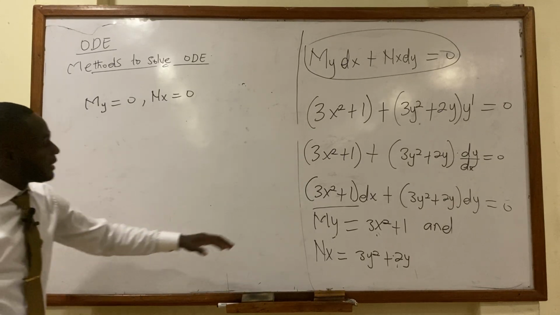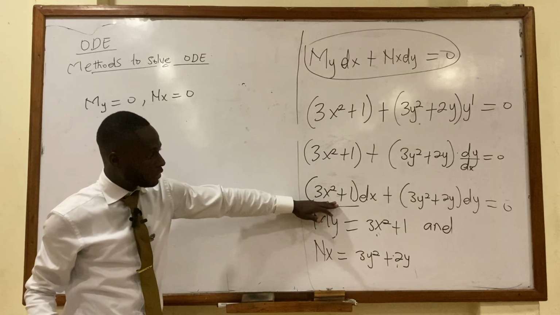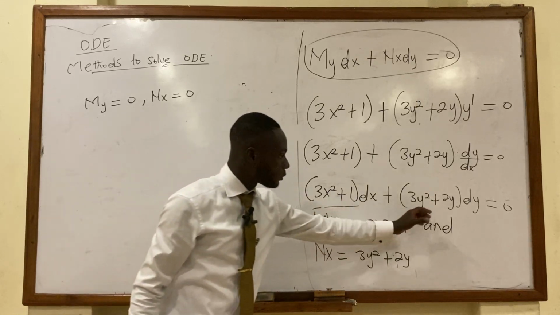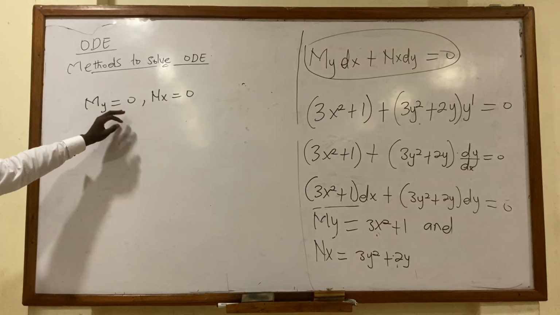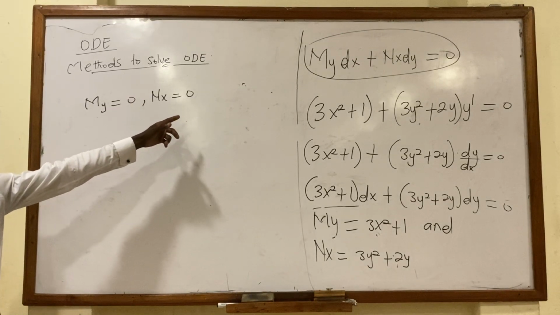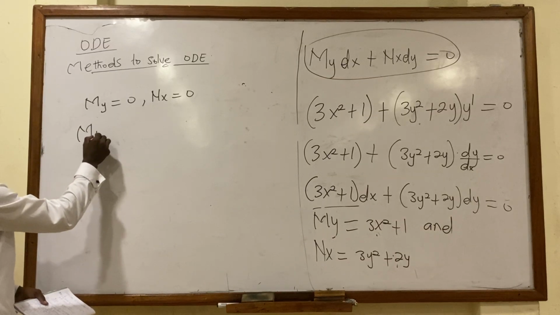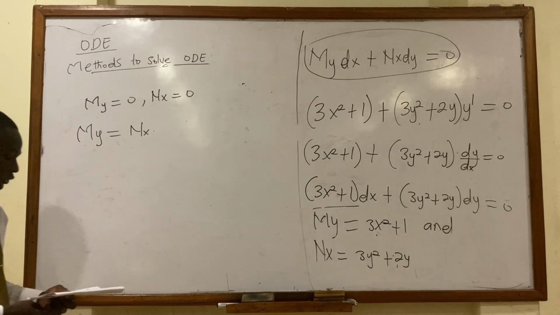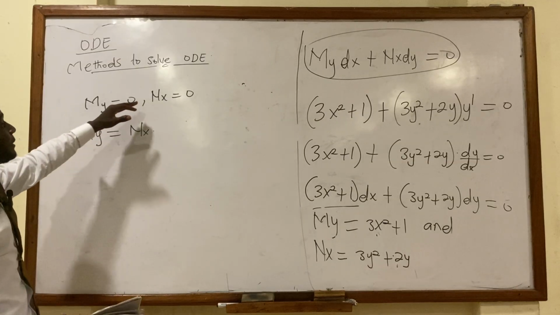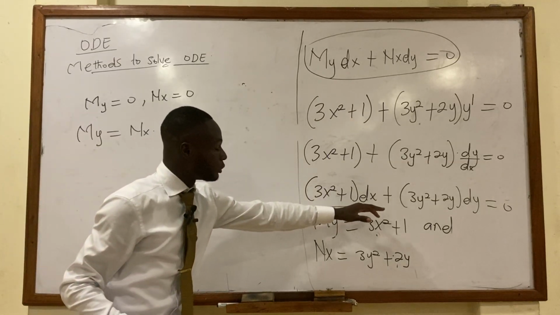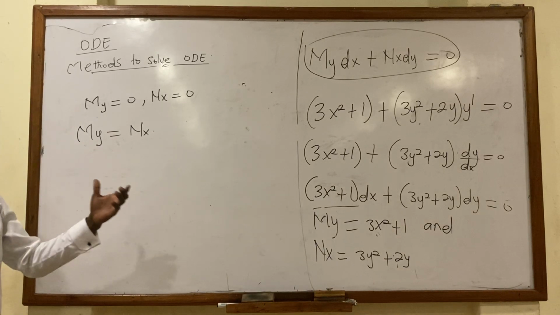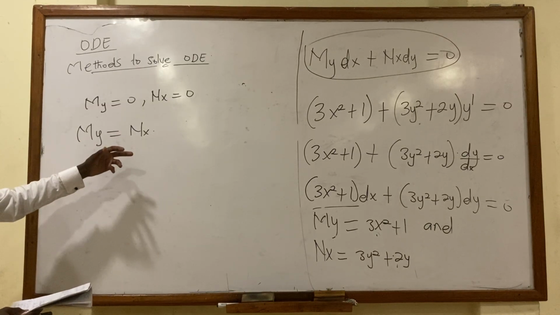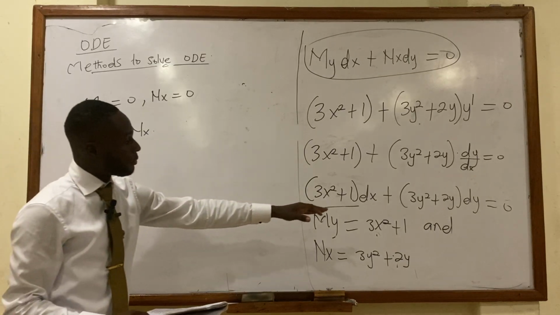All right, since we are differentiating partially with respect to what? Y. So this will be 0, and this will also be 0. So we say that My is 0, and Nx is also 0, right? So we can say that My is equal to Nx since they are all 0. All right, so this is checked to be an exact differential equation, since we have been able to note that the Nx part is equal to the My part. Right, good.